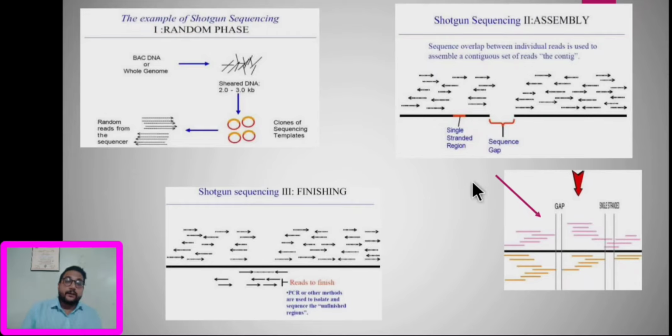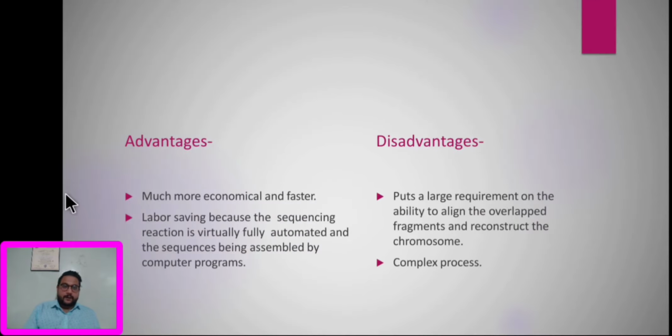Okay, so in this way shotgun sequencing is done. Now what are the advantages and disadvantages of genomic library construction? Their advantages: they are much more economical and faster. They save labor, because the sequencing reaction is virtually fully automated and the sequences are assembled by computer programs. Disadvantages: it puts a large requirement on the ability to align the overlapped fragments and reconstruct the chromosome, and it is a complex process.